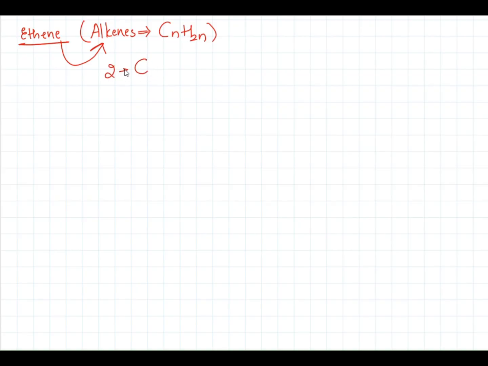Let us discuss the bonding in the case of ethene. It comes under the classification of alkenes, which have the general formula CnH2n, right? Ethene is the first alkene. Ethene has 2 carbon atoms and 4 hydrogen atoms, right? Ethene is nothing but C double bond C.